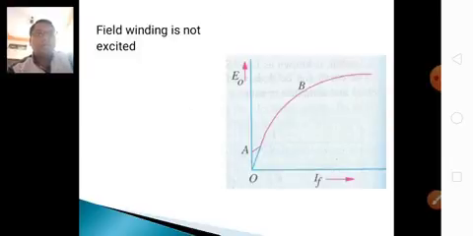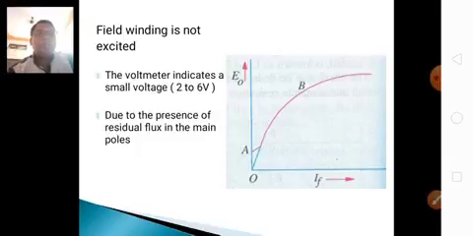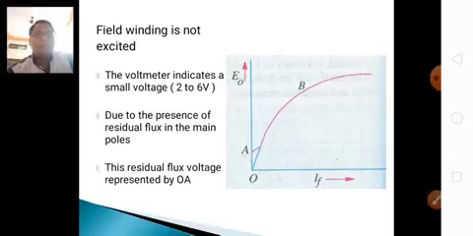The open circuit characteristics are drawn between E naught, the no load induced EMF, and the field current. The voltmeter indicates a small voltage of 2 to 6 volts due to the presence of residual flux in the main poles. When the armature rotates, it already shows some voltage, 1 volt, 2 volts like that. The residual flux voltage is represented by OA.